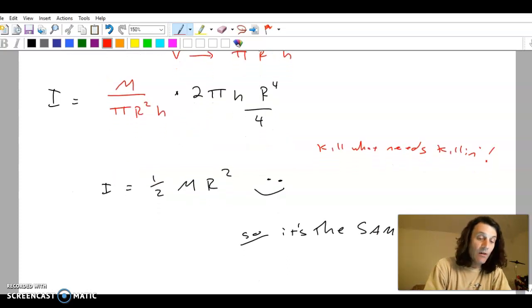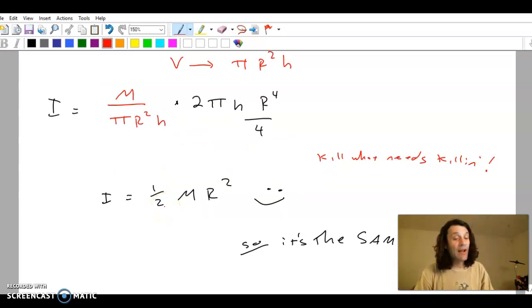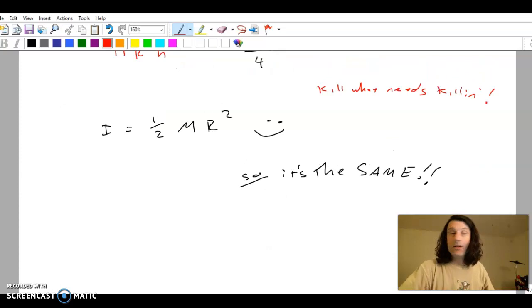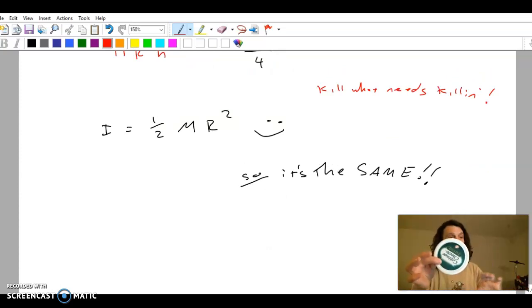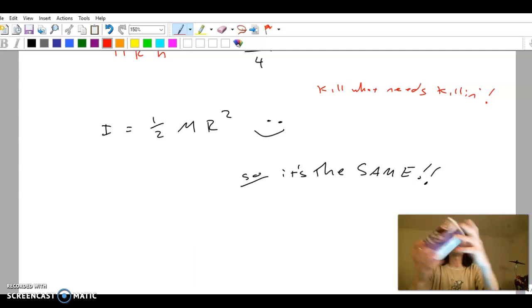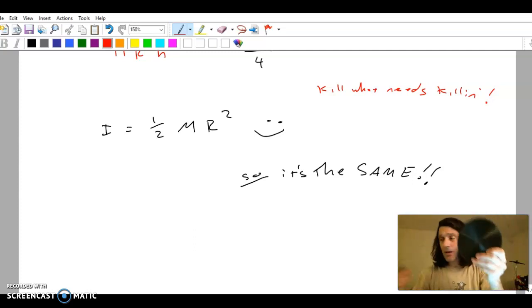And so if we kill what needs killing, what you end up seeing is the I is 1/2 mr squared. That's it. It's the same. It's the exact same I. So it doesn't matter if it's one of these lids, or if it's 2 of these lids, or if I got a stack of these lids. I mean, it doesn't matter how thick they are. An entire cylinder, if it's a solid cylinder, it has half of the inertia of a hollow cylinder. So that's, again, it's the same. This behaves exactly the same.